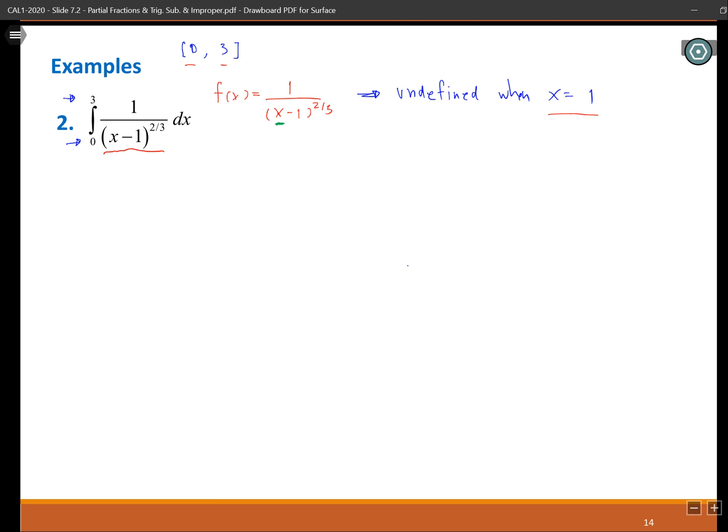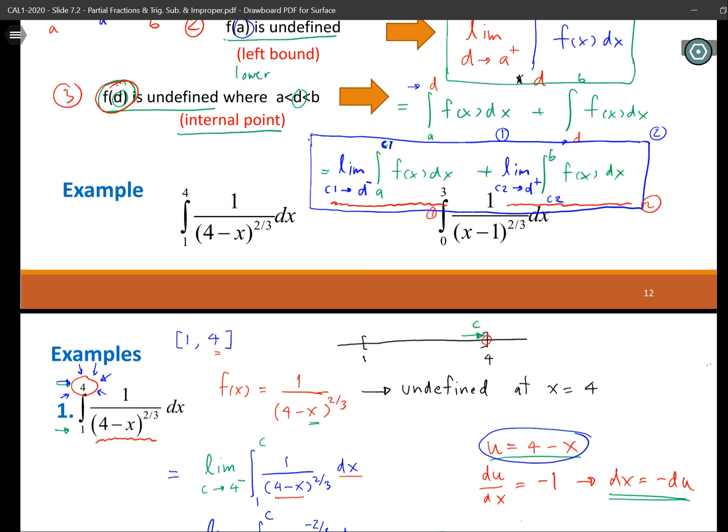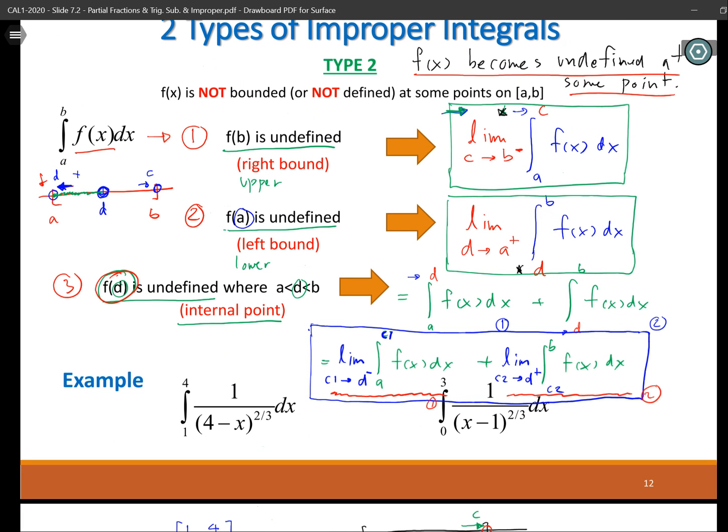So let's make a diagram here. The whole range of integration starting from 0 and ends at 3. The problem of when the function goes undefined happens when x is equal to 1, maybe around here. Alright, this 1, this is a problem right there, x equal to 1. So in this case, this is scenario 3. This is when the point of the problem is within the range of the integration.